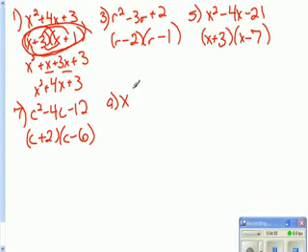And I'm going to rewrite number 9 in the right order. It's x squared minus 10x plus 9. It was written differently on your paper. They're trying to confuse you. Don't let them do that.